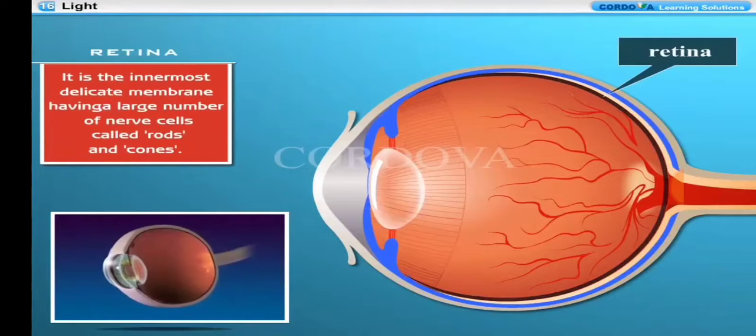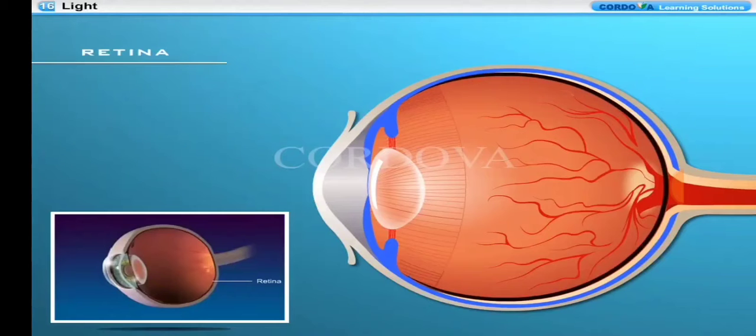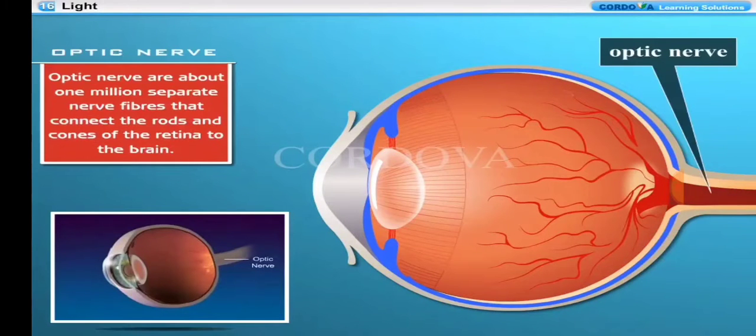Retina. It is the innermost delicate membrane having a large number of nerve cells called rods and cones. The cones are sensitive to color, while the rods are sensitive to the intensity of light. Optic nerve. Optic nerves are about 1 million separate nerve fibers that connect the rods and cones of the retina to the brain. Its function is to carry optical messages in the form of electric signals to the brain.